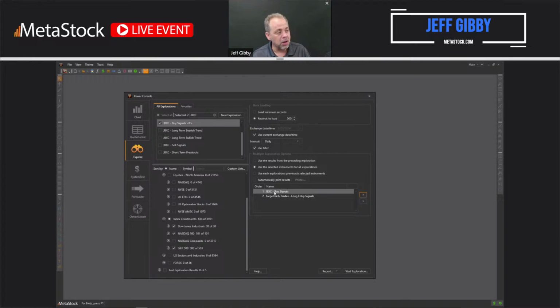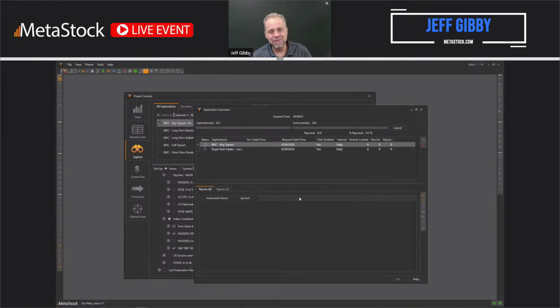I'm going to have it run the JBX buy signal, so we're just going to find everything that has a buy signal. And we're going to do daily bars, so we're going to look for any markets that have that buy signal today. Let's go ahead and run it, okay? After it's run, it's going to run another exploration, but we won't worry about that. We'll just look at the reports for the ones that we've got. I just happen to have two selected, which you can do in MetaStock.